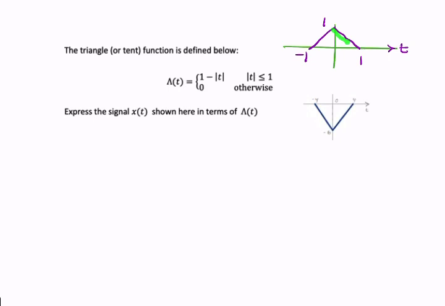So 1 minus t for positive t is a line with a negative slope, and 1 minus t for negative t is a line with a positive slope. So that's your triangle function. We then have a version of the triangle function, x of t, and we need to express x of t in terms of the tent function.